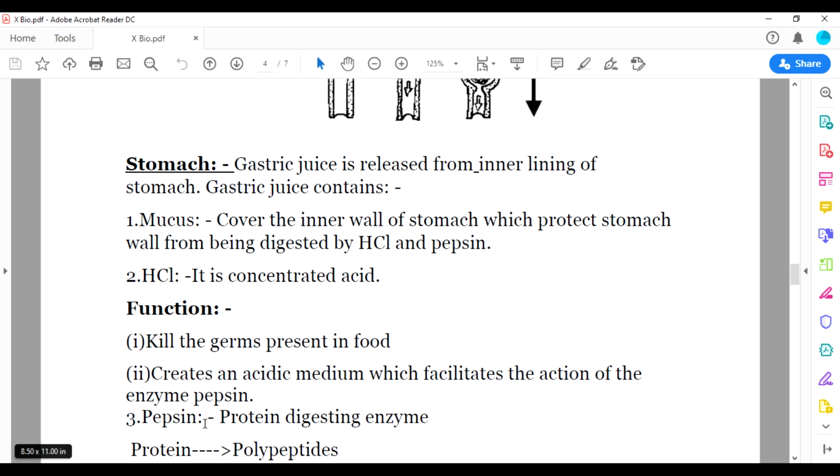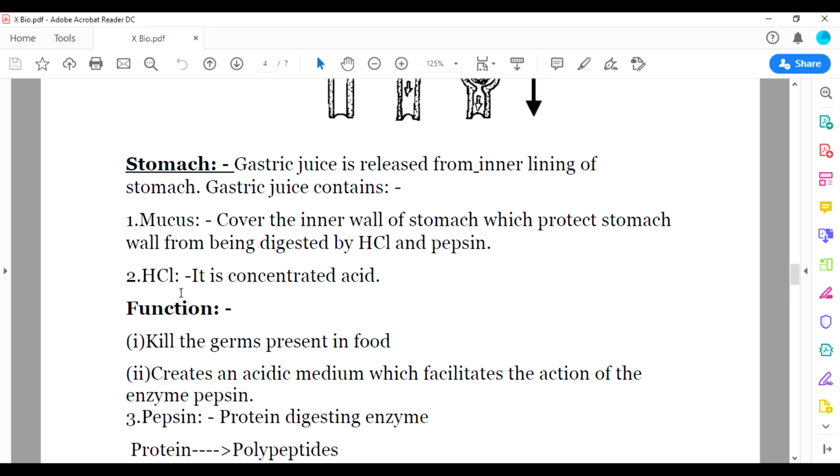And pepsin is a protein digesting enzyme. Cell membranes in our body are made up of lipoprotein, so this protein also can be digested by the enzyme pepsin. So mucus does not allow HCl and pepsin to come in contact with the wall of the stomach and protects it from being digested by these two. This is the main function of mucus.